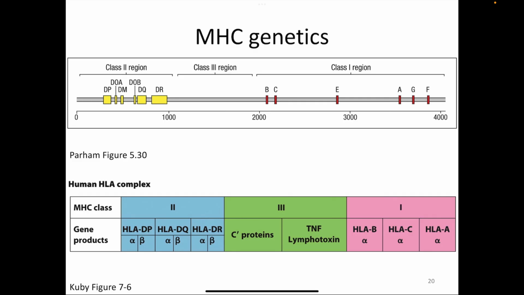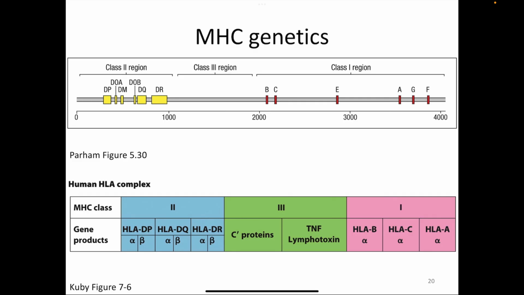There is also a class 3 region. The class 3 region actually does not encode MHC genes. But weirdly enough, that part in the middle of the chromosome is a whole bunch of other genes that are really important in the immune system. So that whole section of your chromosome is all immunology stuff. Class 1, class 2, and other useful things like complement and some cytokines. So that's what's in the class 3 region. But really what you need to know right now is that there's MHC class 1 and there's MHC class 2.